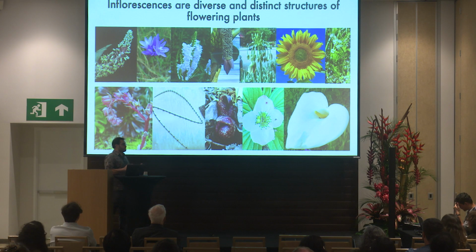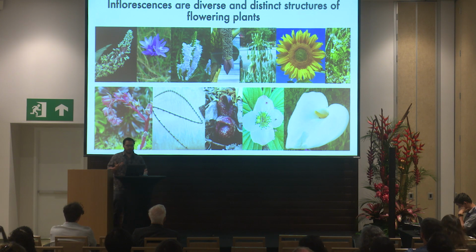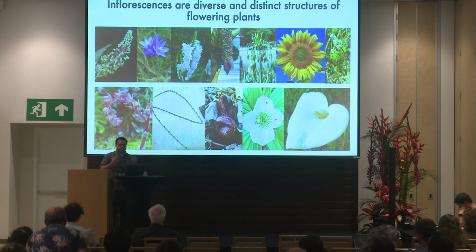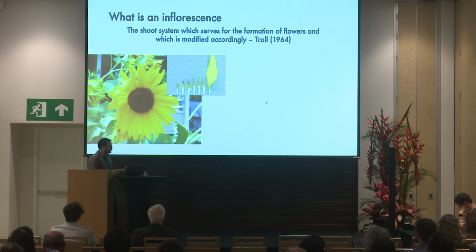But now to transition to the trait that I'm studying, inflorescences. I don't need to explain to this audience how cool inflorescences are and how diverse they are, but I'll just give you a brief introduction. I think botanists for a long time have acknowledged that these structures, which are different from the flowers sensu stricto and are different from the vegetative portion of the plant, are really diverse across angiosperms. Just to give a couple of examples, I like this definition of inflorescence by Troll: the shoot system which serves for the formation of flowers and which is modified accordingly.